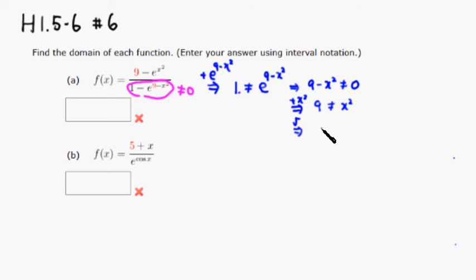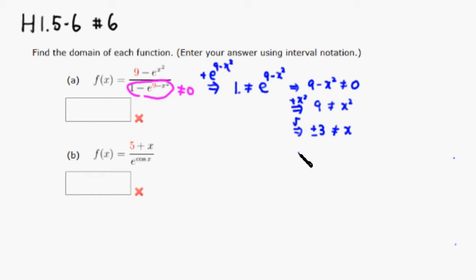Then we can just take the square root of both sides. So the square root of 9 is 3, and the square root of x squared would be x. But we have to consider plus or minus. Every time you take the square root of an equation or inequality, you have to consider the positive one and the negative one. So it looks like we have to take all real numbers except for positive 3 and negative 3.